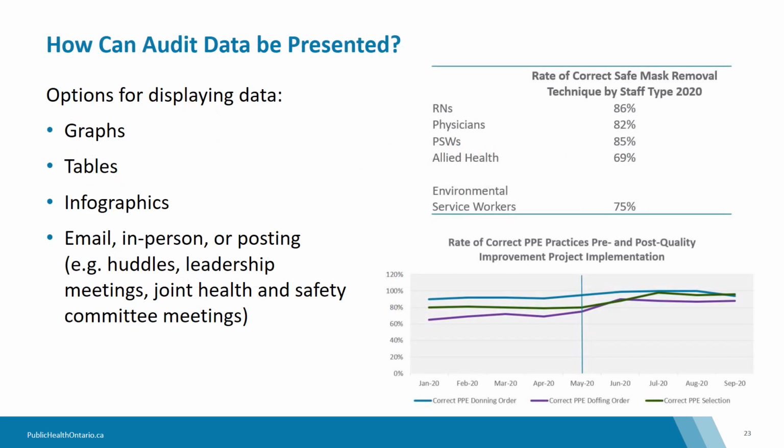There are several different options for you to visually display and present your audit data, and these may depend on exactly what you are presenting and who you are presenting to. You can use graphs or tables, such as the examples shown on this slide, or even develop an infographic that can help present the most important data in a concise, visually appealing, eye-catching manner. Depending on your organization, you may wish to email the data or present it in person. It can be posted in the facility, presented during huddles or at leadership meetings, or joint health and safety committee meetings, or if you have infection control committee meetings.